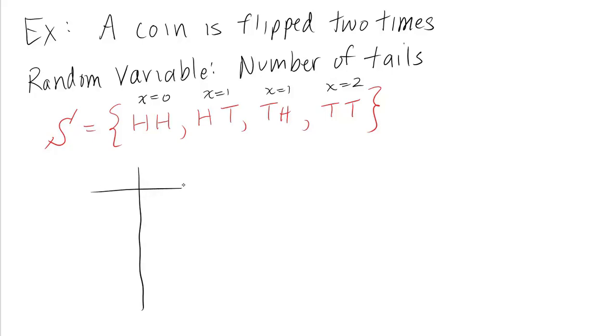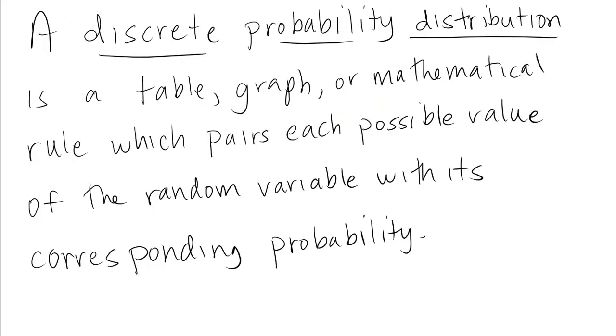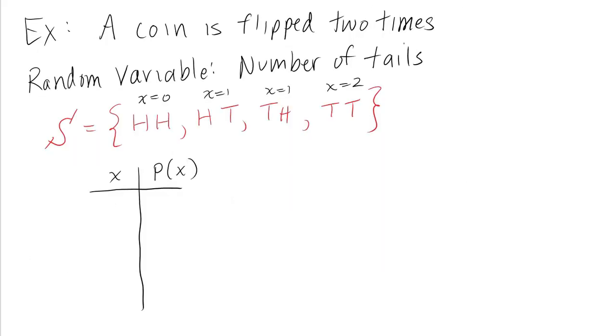And you can kind of see I called the value of the random variable x, which is very common. And then to the right of that, I don't want to put a frequency, I want to put a probability. So I'm going to put the probability that the random variable takes on the value x. Let's go back to the definition. A discrete probability distribution is a table, graph, or mathematical rule which pairs each possible value of the random variable with its corresponding probability. So on the left side, I'm only going to list the possible values of the random variable. That is, values of the random variable that have a probability other than 0.